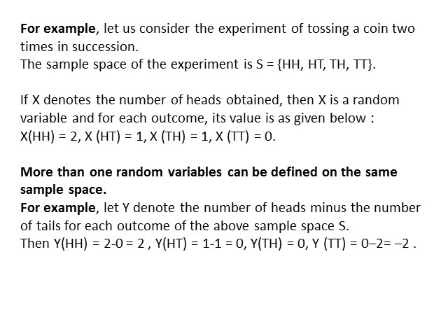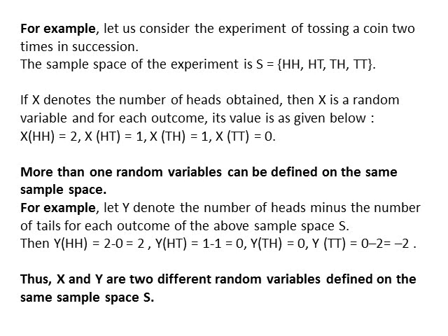HT means 1 head and 1 tail. So Y equals 1 minus 1 equals 0. TH means 1 tail and 1 head. So Y equals 1 minus 1 equals 0. TT means 0 heads and 2 tails. So Y equals 0 minus 2 equals minus 2. Thus, X and Y are two different random variables defined on the same sample space S.